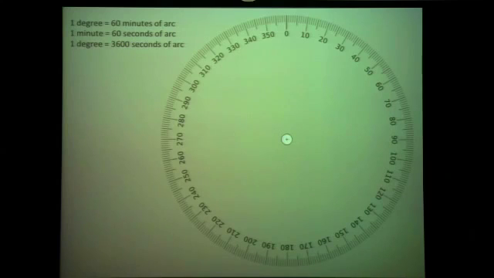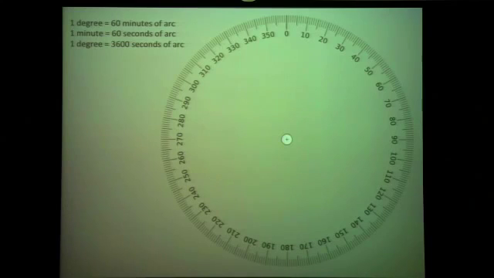In 1 degree, there are 60 minutes of arc. So you chop up 1 degree into 60 pieces, you get 1 minute of arc. Then you take 1 minute of arc, you chop that up into 60 pieces, you get 1 second of arc. Just like taking an hour and chopping it up into 60 minutes of time, and a minute into 60 seconds of time. Well, we chop up degrees into minutes, and we chop up the minutes into seconds.